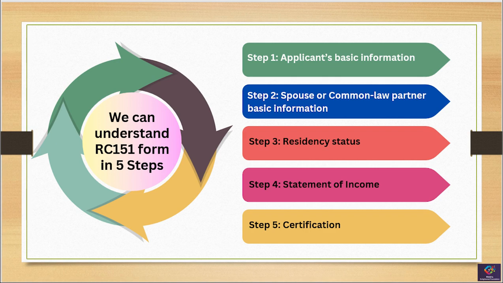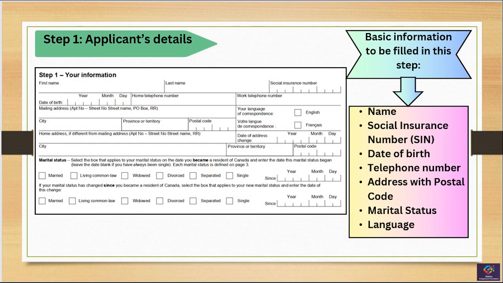So let's move forward. In the first step, fill in your basic information such as name, social insurance number, date of birth, telephone number, address with postal code, and corresponding language and marital status as displayed in this slide. In case your mailing address is different from your home address, this form gives you the option to provide two different addresses.